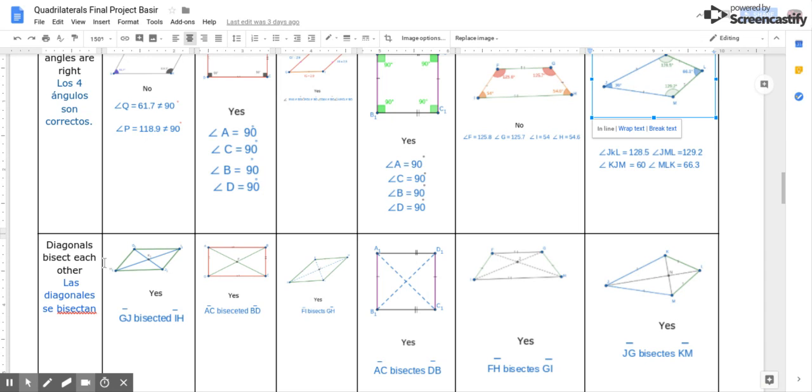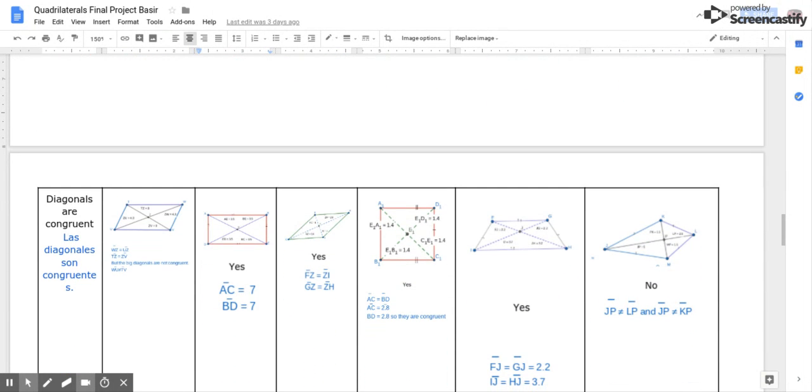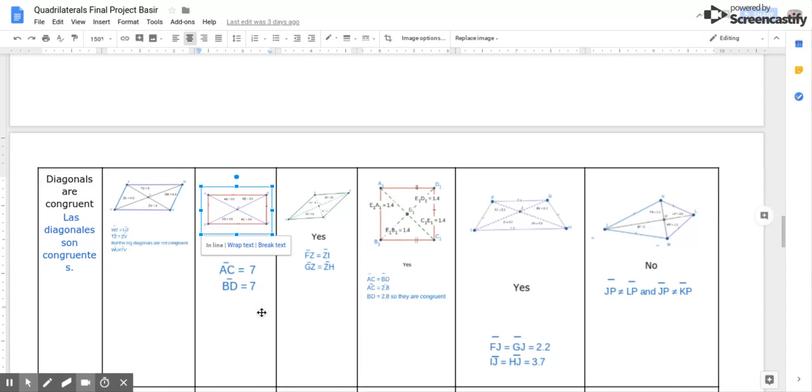Diagonals bisect each other. Yes, that's true. In every shape, if you look at these shapes, parallelogram, rectangle, square, and so on, the diagonals bisect each other. Diagonals are congruent in some shapes, where the diagonals have the same measure. For example, in this rectangle, AC is equal to 7 and BD is equal to 7. So the diagonals are congruent.